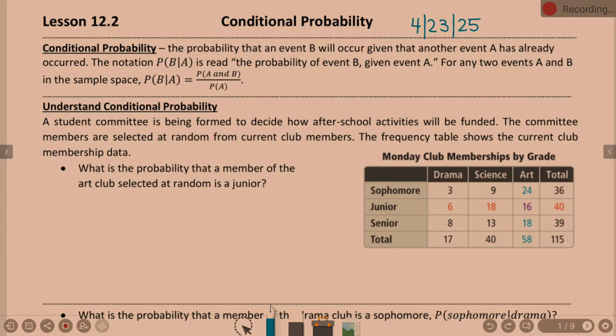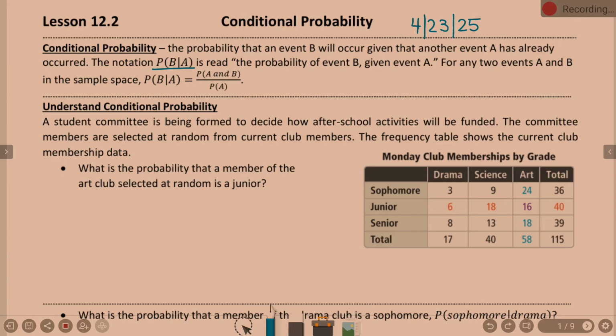So, definition of conditional probability: the probability that an event B will occur given that another event A has already occurred. Notation-wise, you see some notation here. It's the probability of B, then a vertical line, and then an A. That is read as the probability of event B given event A, so the probability of event B happening given that A is true.